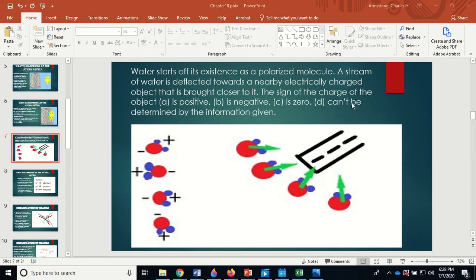So the answer actually is can't be determined by the information given. We don't know if it's a positive or a negative. You hold the PVC pipe or whatever up close to the water, the balloon or whatever, and the water is deflected towards it. We don't know whether the object is positive or negative because the water would react the same either way. It would just flip different ways. We can see which way the water flipped, but we can't tell the charge.